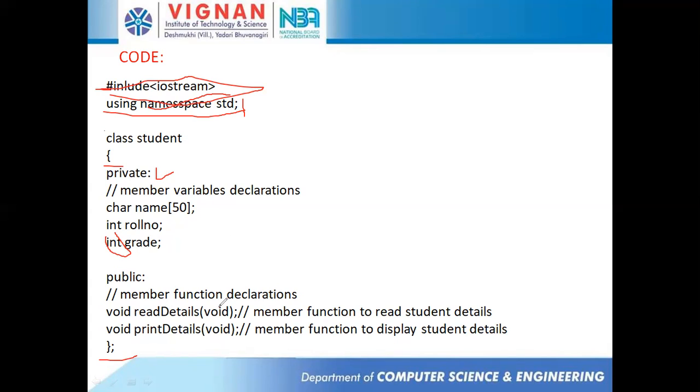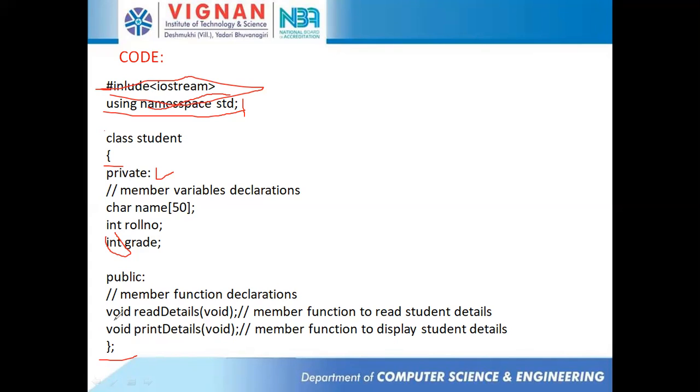Next, the declaration of the member functions. What are the member functions we have here? Two member functions. One is read details, to read the student details, and another one is print details, to display the student details here, right? Here we are only declaring the member functions.